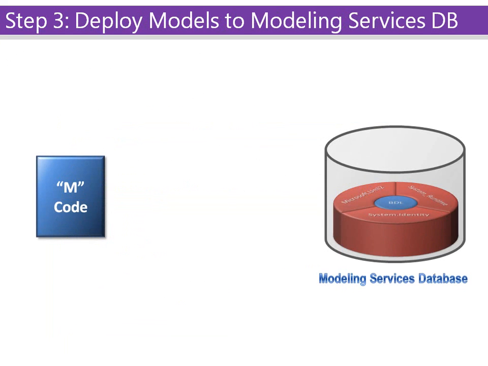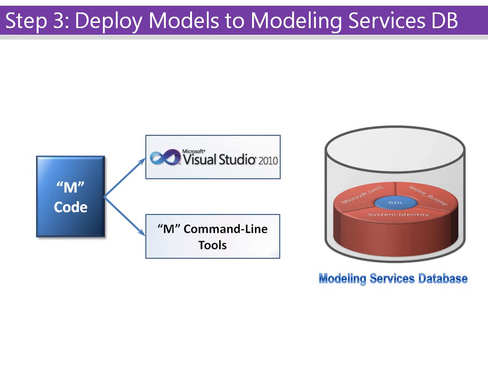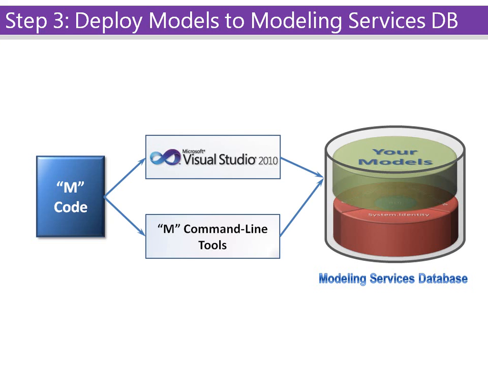Once you've written your model in M, you can compile and deploy the model to the Modeling Services database using either Visual Studio or the M command line tools. Both of these tools can transform the M model into Modeling Services database objects, such as schemas, tables, and views.